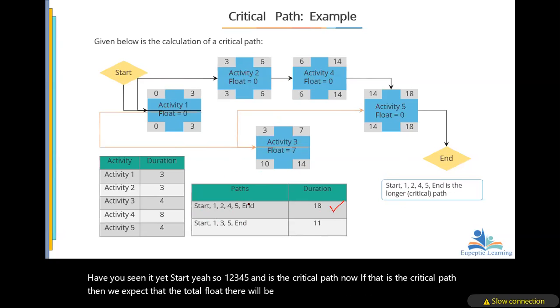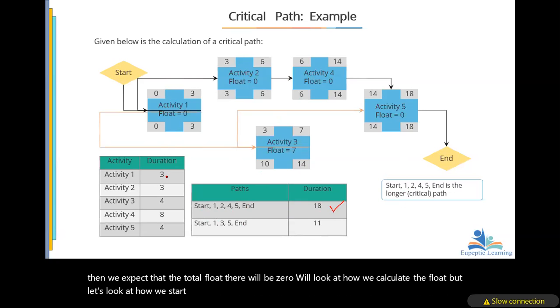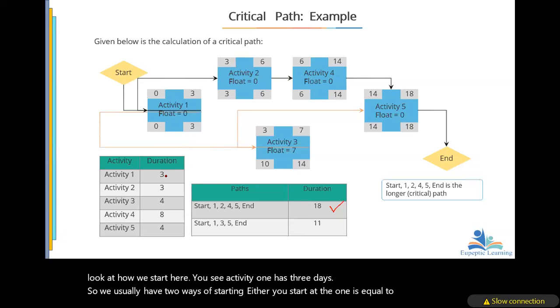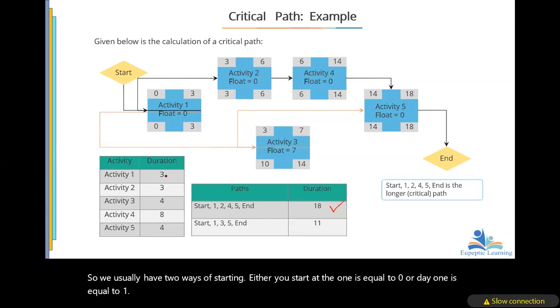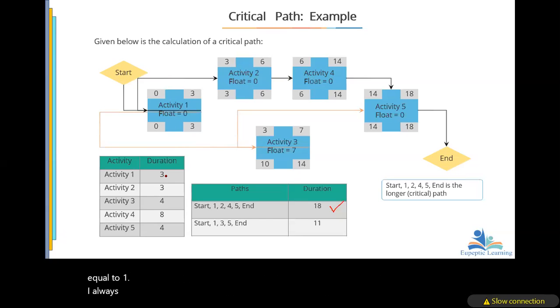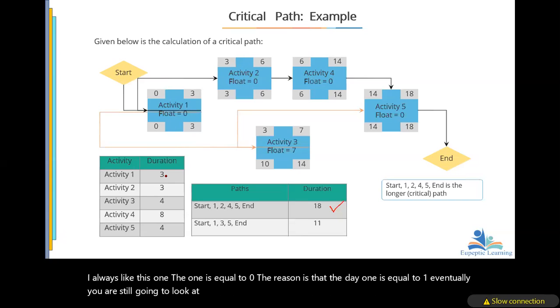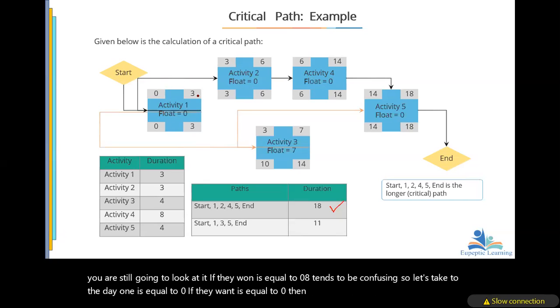We'll look at how we calculate the float. But let's look at how we start here. Activity 1 has 3 days. So we usually have 2 ways of starting. Either you start at day 1 is equal to 0, or day 1 is equal to 1. I always like day 1 is equal to 0. The reason is that with day 1 equal to 1, eventually you are still going to look at it as if day 1 is equal to 0. It tends to be confusing. So let's stick to day 1 is equal to 0. Then we are going to finish activity 1 on the third day.